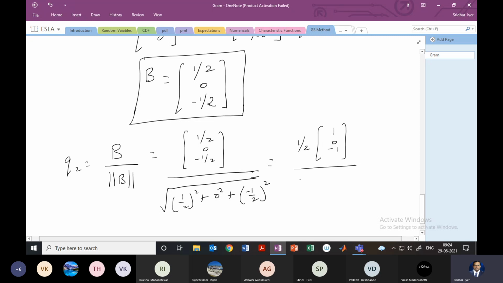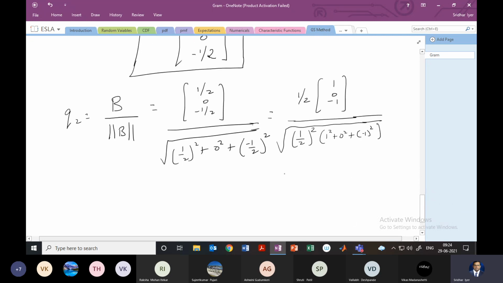And this factor here, I'll write this as 1 by 2 square, right? I'm taking 1 by 2 square in the root itself. So I have 1 by 2 square into, now I'll have 1 square plus 0 square plus minus 1 square. I hope you are able to understand the denominator part. So I've taken 1 by 2 square common. So we'll be left with 1 square plus 0 square plus minus 1 square, right? The reason why I've done that, you'll understand in this step.